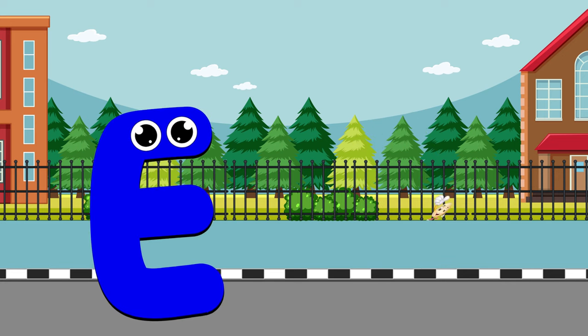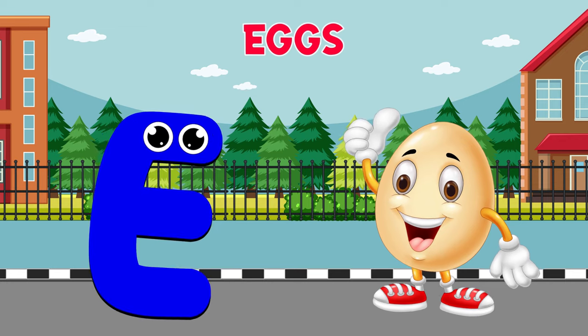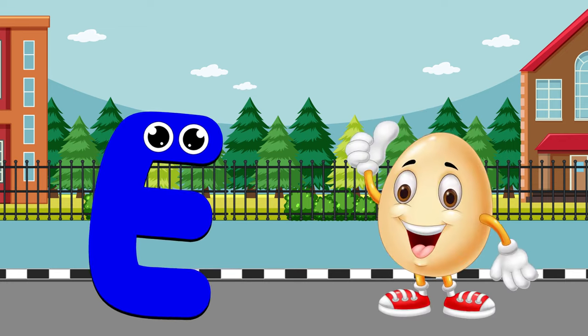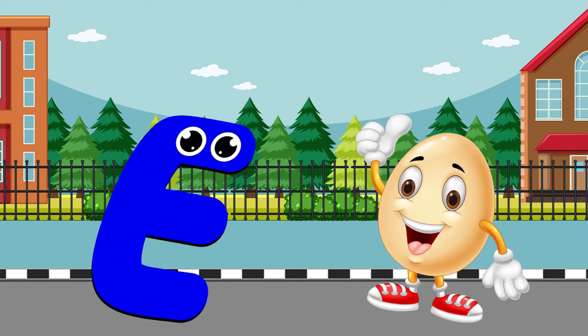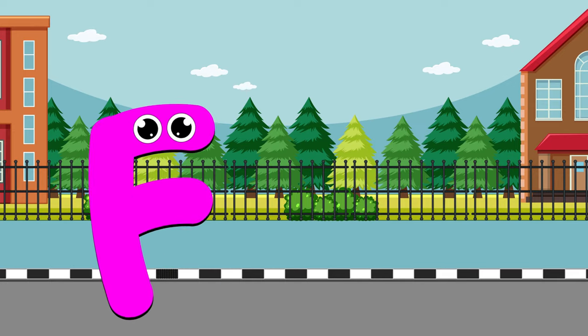E is for eggs. E is for earth. E is for eggs. E is for earth. F is for fan.